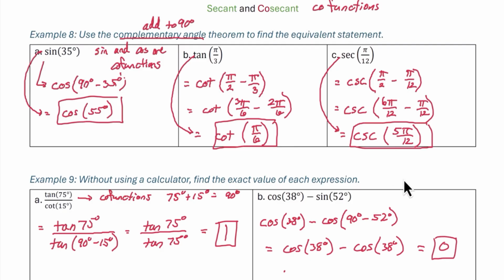So using the complementary angle theorem, we were able to calculate those exact values using the fact that they are cofunctions and we had complementary angles to find the exact value, and we did it all without a calculator.